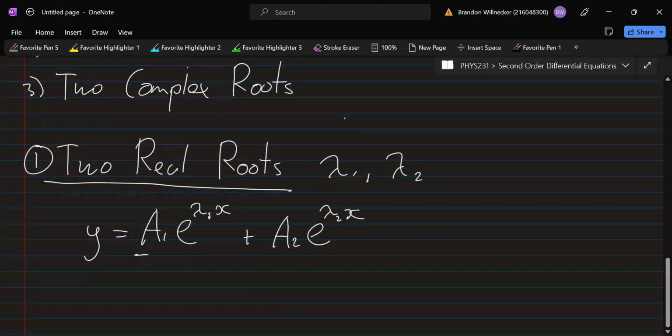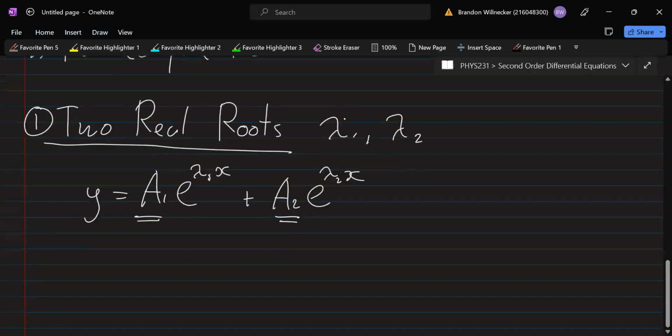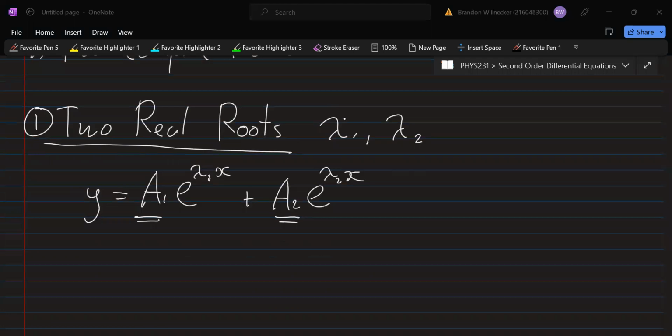And notice that we have two unknowns here, a1 and a2. When we did first order differential equations, we had one unknown, our integration constant, the plus c. Here we have two unknowns for the second order differential equation. We'll see that's in general: for a given second order differential equation, you're going to have two unknowns.